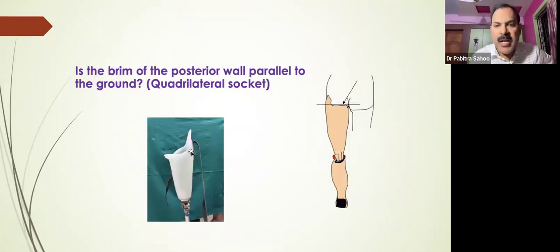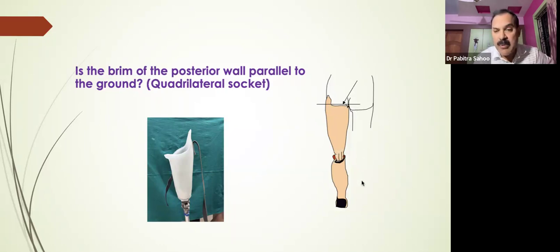Now look at the level of your socket, whether the posterior wall or brim of the socket is parallel to the ground or not. This is the line that is drawn. This line is normally drawn at the level of the ischial tuberosity, and look at whether this line is parallel to the ground or not.